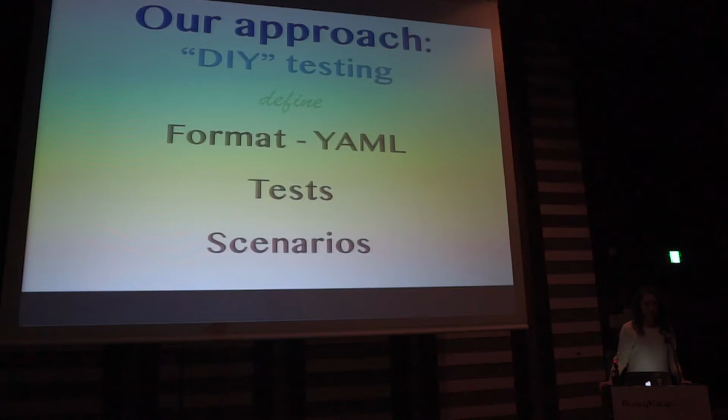So our approach, DIY testing: we first had to define a format, and we chose YAML, and I'll explain why in the next slide. We had to actually define the structure of a test. So how do you describe a test in YAML? What semantics are we going to use and stick to across hundreds of tests? And what scenarios do we actually have to test? So once we have the format and the structure, what are we actually going to test? What is important to test?